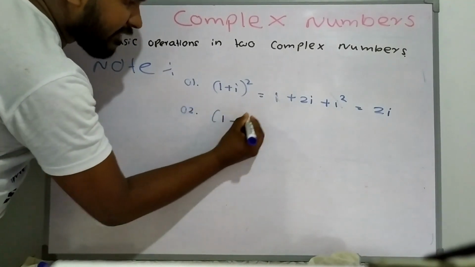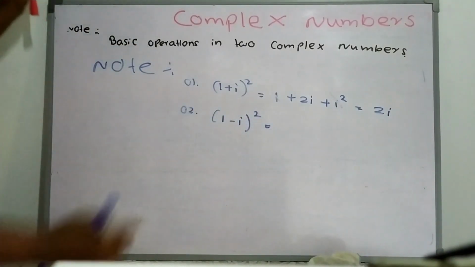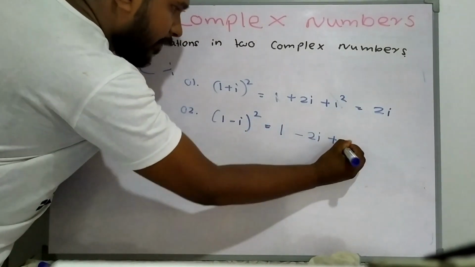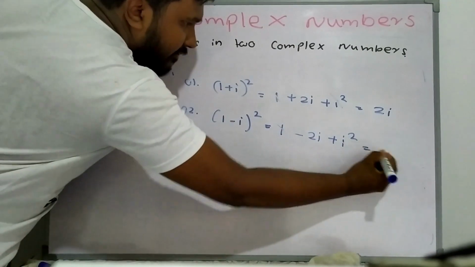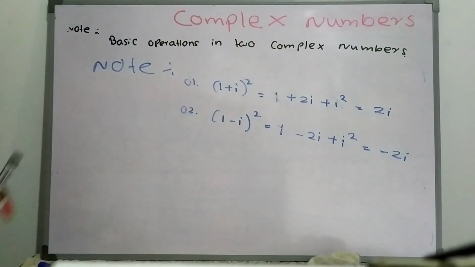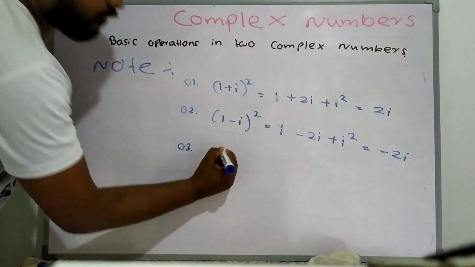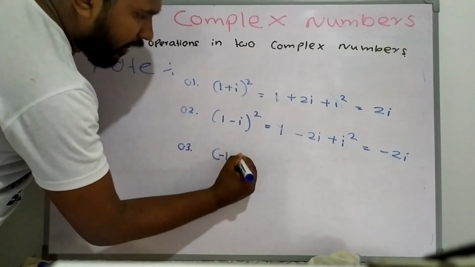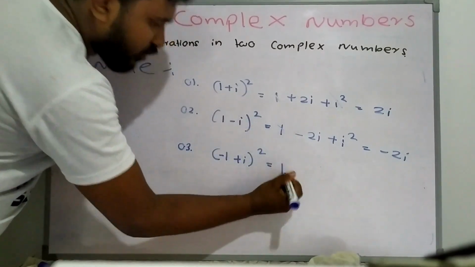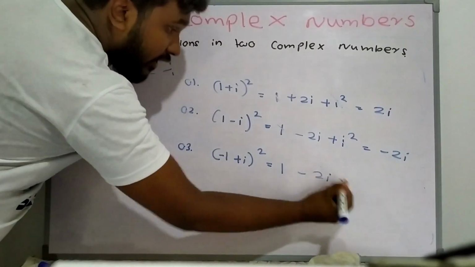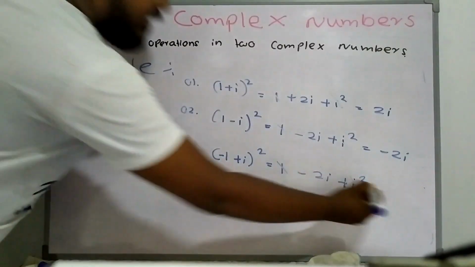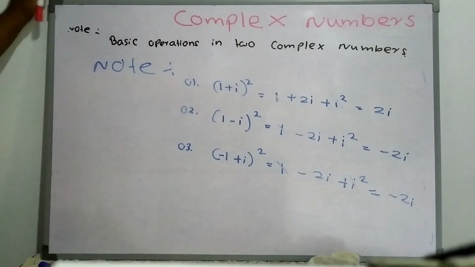1 minus i to the power 2. What happens? Here it's plus 1. The product is minus 2i and plus i square. These two again cancel. It's minus 2i. So 1 minus i to the power 2 is minus 2i. Third one: minus 1 plus i to the power 2. Minus 1 squared is plus 1. The product is minus 2i. And the last one is i square. These two again get cancelled, and it's minus 2i.